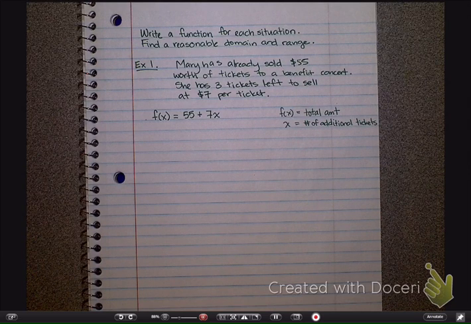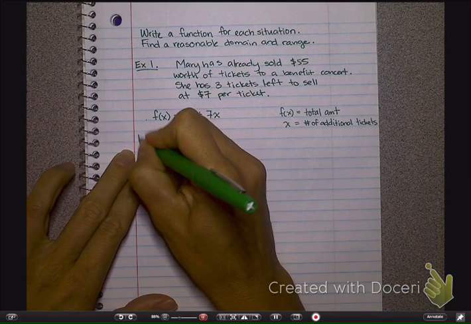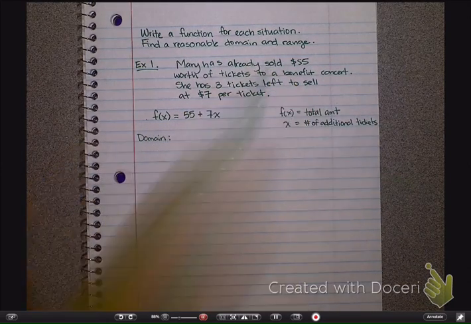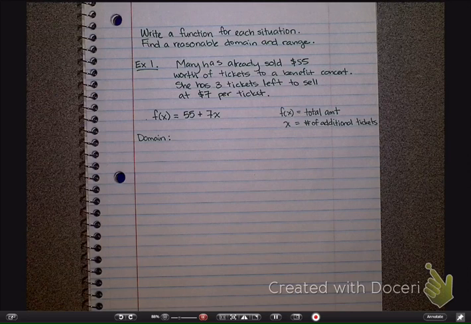Okay. So let's go ahead and now figure out a reasonable domain and range for this function. The problems we did yesterday, we didn't have to figure out a reasonable domain and range because they asked us about one specific value, right? Today they're not asking us about a specific number, so we're going to have to think of all the different possibilities that could happen here, right? So what are some of the possibilities?